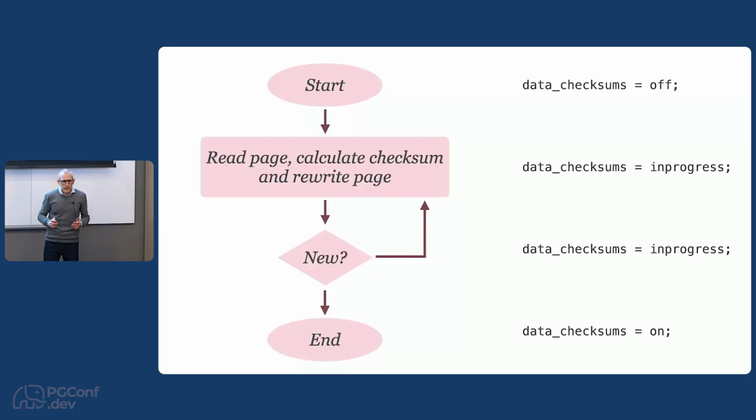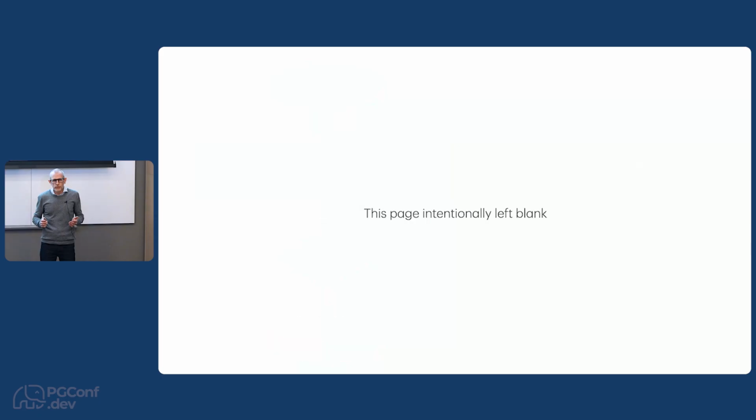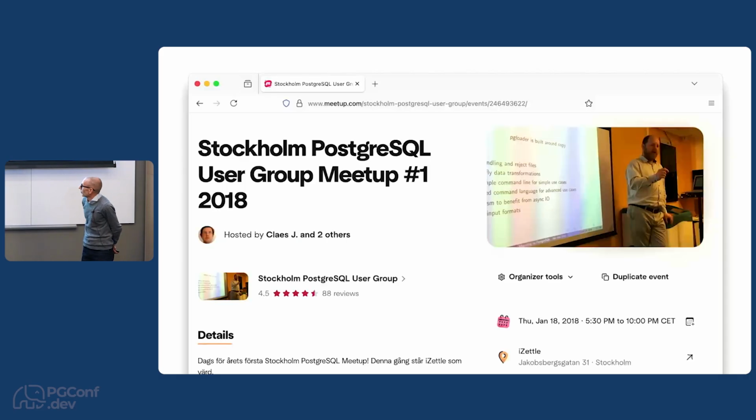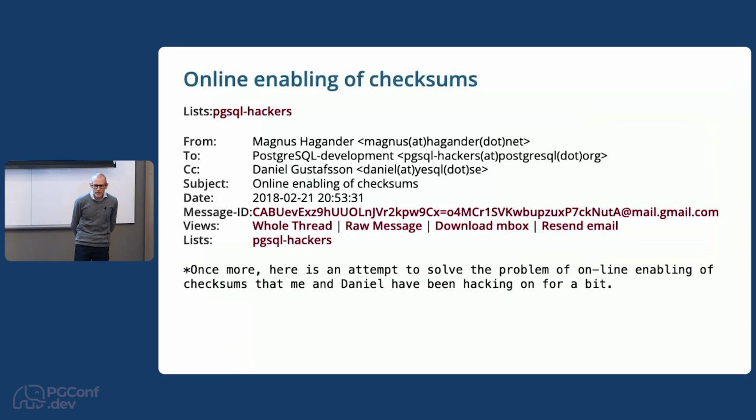So here's the basic architecture of the whole premise. And then essentially nothing happened for another year, until we had coffee at a user group meeting in 2018 and figured, like, how hard can it be? Let's just get it done. And we sat down and hacked a bit of code. And about a month later, we posted it to hackers. So this is early 2018 at this point in time.